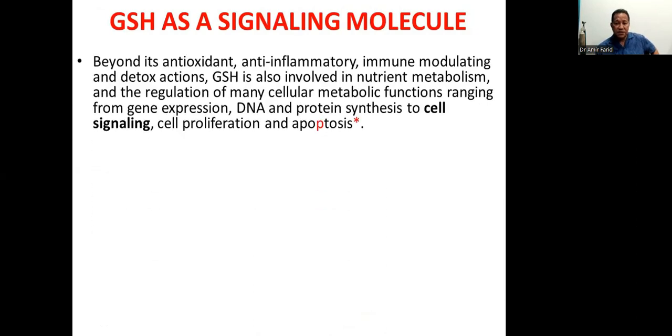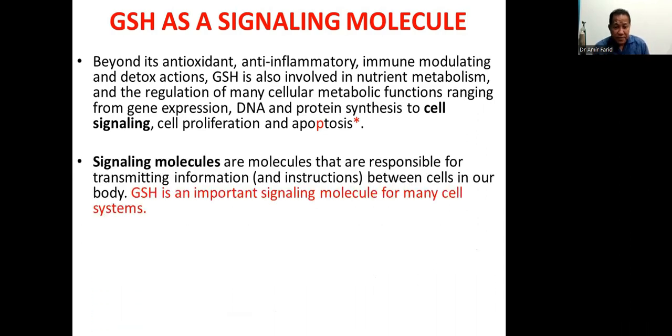Now, what about glutathione as a signaling molecule? So let's get familiar first with what we mean by signaling molecule. Beyond its antioxidant, anti-inflammatory, immune modulating, and detox actions, glutathione is also involved in nutrient metabolism and the regulation of many cellular metabolic functions, ranging from gene expression, DNA and protein synthesis, to cell signaling, cell proliferation, and apoptosis. So what is cell signaling? Signaling molecules are molecules that are responsible for transmitting information and instructions between cells in our body. Glutathione is an important signaling molecule for many cell systems.